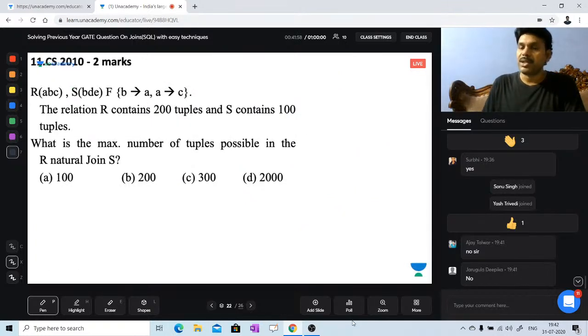This is your 2010 GATE question. Analyze this. Use whatever I taught in the last session about joins. Implement that knowledge and give me the correct answer. He is asking the maximum number of tuples of R natural join S. Take the poll.